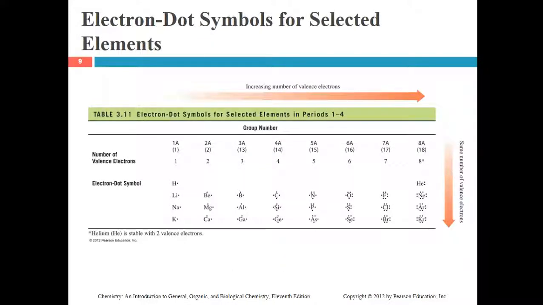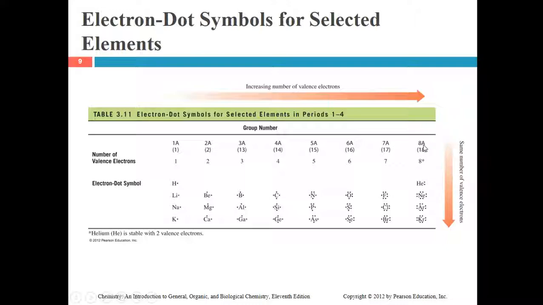All right. So, here are some examples in table 3.11. Let's look at hydrogen or lithium or sodium or potassium. They all have one valence electron. They are in group 1A. You will notice there is one dot beside all of them. Group 2A, 2 valence electrons. There are 2 dots to write the electron dot or Lewis symbol for beryllium or magnesium or calcium. Again, you get the point.